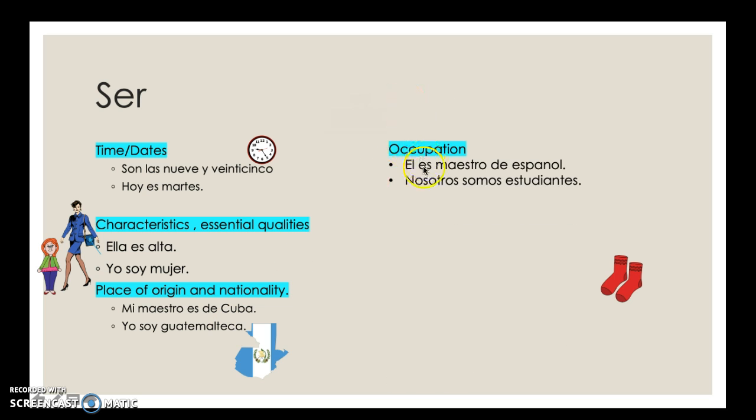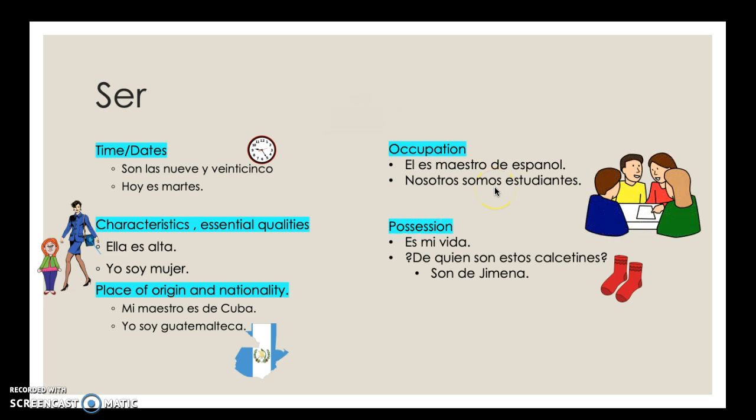For occupation, él es maestro de español. Let's pretend there's an ñ here. Nosotros somos estudiantes. We are students. Possession es mi vida, right? It's my life. ¿De quién son estos calcetines? Son de Jimena. And lastly, events.